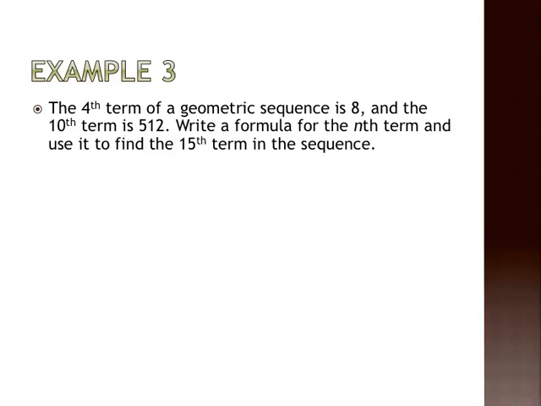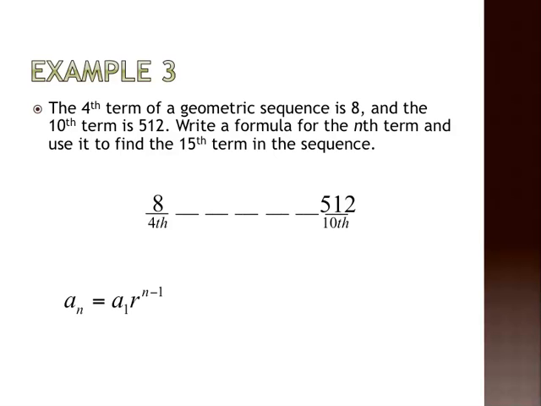Okay, let's write down what we have and try to picture what we've been given. So we're given the 4th term is 8. Okay, and then the next thing we're given is the 10th term is 512. So the 10th term is all the way out here. So 5, 6, 7, 8, 9, 10. 10th term is 512. And it says to write a formula for the nth term and use it to find the 15th term in the sequence.